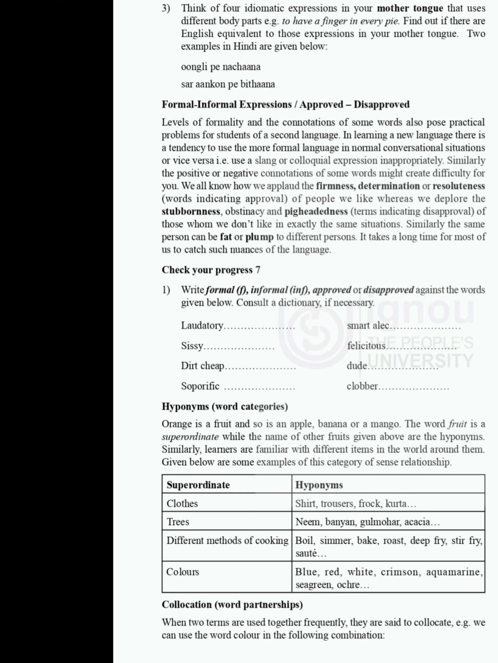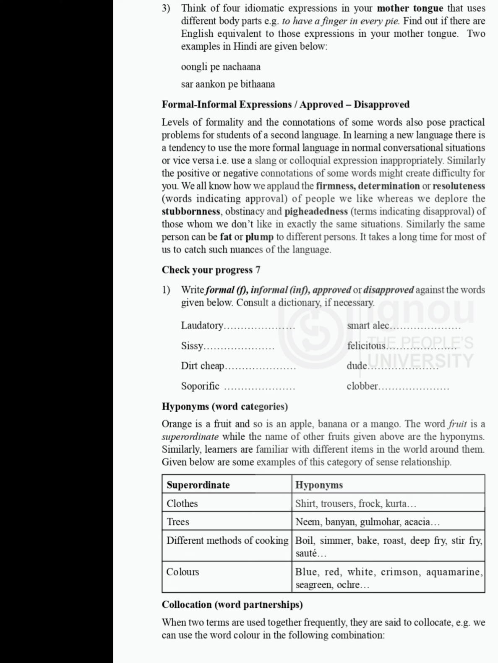We all know how we applaud the firmness, determination or resoluteness, words indicating approval, of people we like, whereas we deplore the stubbornness, obstinacy and pigheadedness, terms indicating disapproval, of those whom we don't like in exactly the same situations. Similarly, the same person can be fat or plump to different persons. It takes a long time for most of us to catch such nuances of the language.